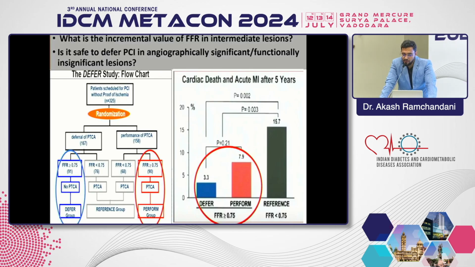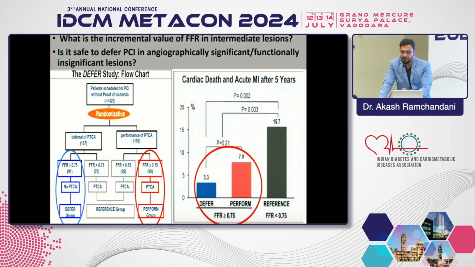So what is the incremental value of FFR in intermediate lesions? That is the question. I will give you one study, the DEFER study. Patients were taken, and there were two groups, with FFR value more than 0.75. An FFR value more than 0.75 is suggestive of no significant ischemia. In these patients, the lesion was intermediate, so two groups were taken: one in which angioplasty was deferred and one in which angioplasty was performed. So we can see the results.